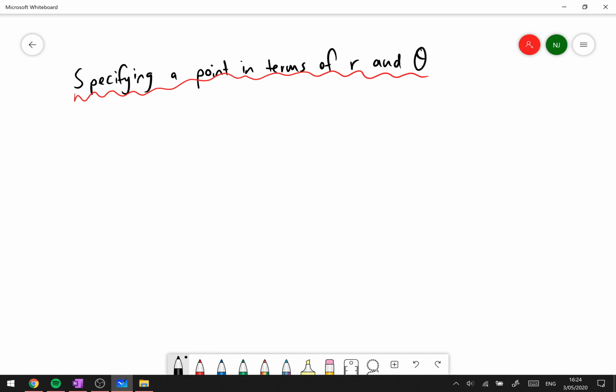Alright, so specifying a point in terms of r and theta. We know two things that are really quite important for this part in particular. We know that sine theta is equal to y over r, and we know that cos theta is equal to x over r. Okay? So what we can do is use these two facts to find what an individual point on a circle is.